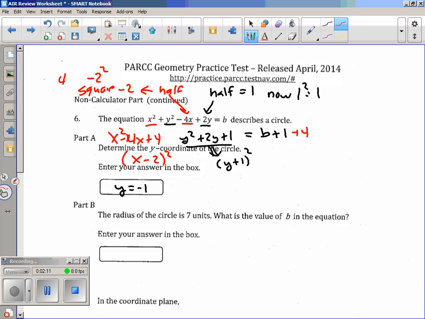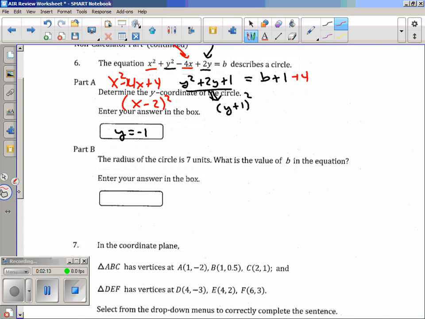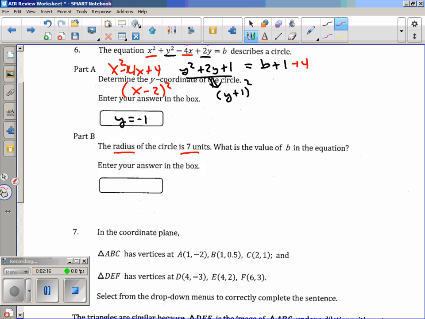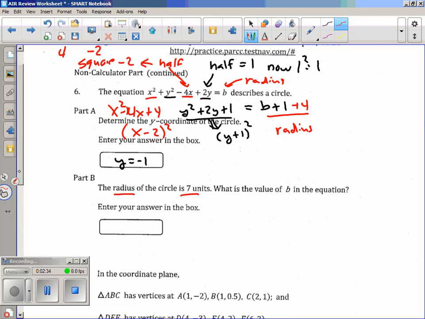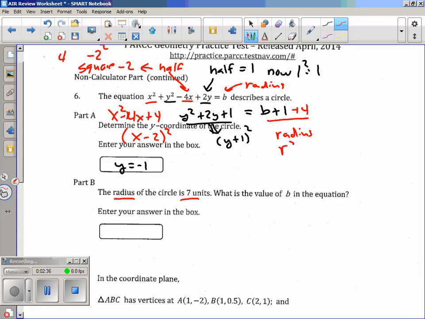Now on part B, they're telling us our radius is 7. The constant number, this number here, helps me with my radius. So in this case, my radius is associated with b plus 5. Now this number on this side is actually my radius squared. So b plus 5 has to equal 7 squared. So b plus 5 would be 49, and b would be 44.